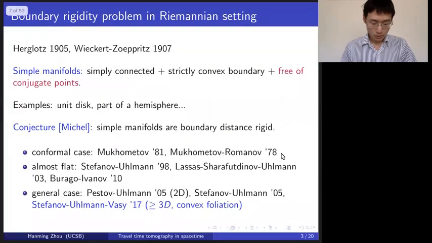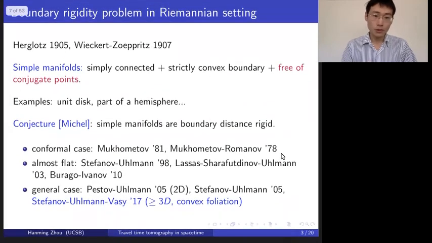Then there is a conjecture by Michel, which says that all simple manifolds are boundary distance rigid. If you are given a compact manifold with two simple metrics on it that have the same boundary distance function, then the conjecture says they should be equal up to such diffeomorphisms.